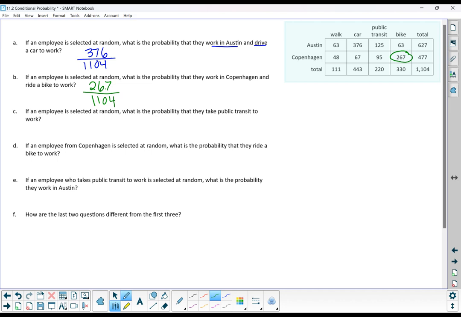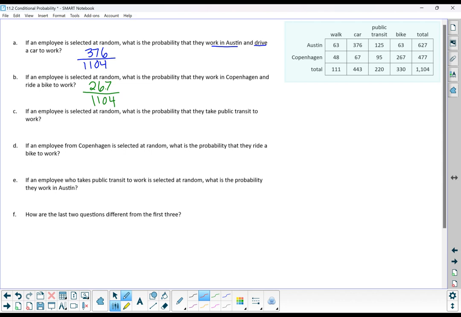267. Okay, so our next question says, if an employee is selected at random, what is the probability that they take public transportation or public transit to work? So the question is, what's the probability that an employee selected at random takes public transport?